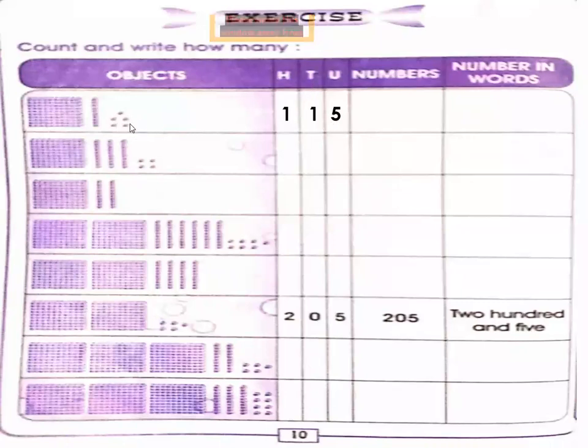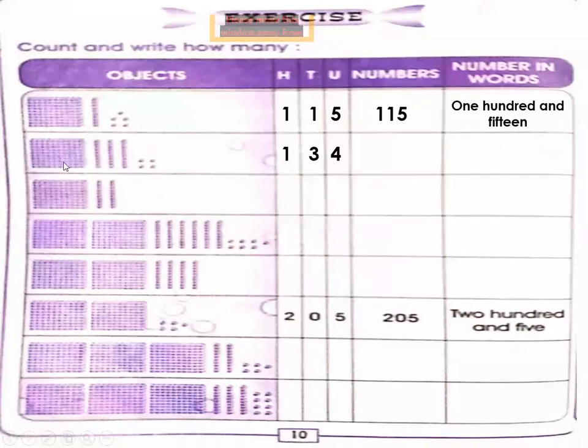How many unit blocks? There are only 5 unit blocks, so we write 5 in the unit column. 100, 1 tens, 5 units makes the number 115. So we also write this number in words like this: 115. Now see the next one and tell me your answers on the chat box.